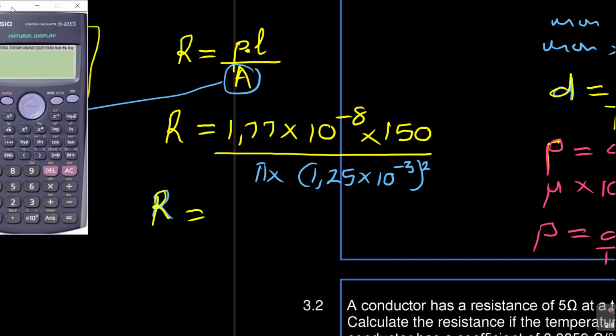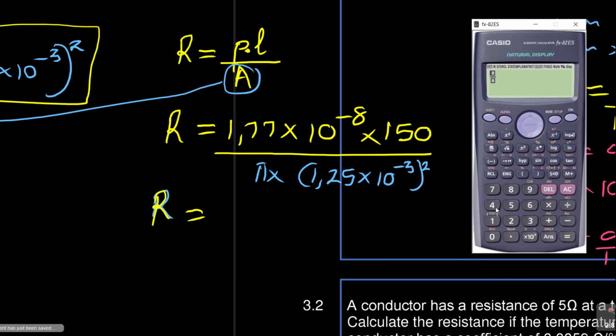So let me use the calculator once. Look how I'm going to use it. It's 1,77 times 10 to the power of negative 8 times 150 divided by pi. Actually, yes, it's shift pi times bracket 1,25. You see what I'm doing now? Times 10 to the power of negative 3. Then close the bracket, and then you've got squared. Then equal to. They need to give me 0,5 to 3 decimal places, which is most secure.